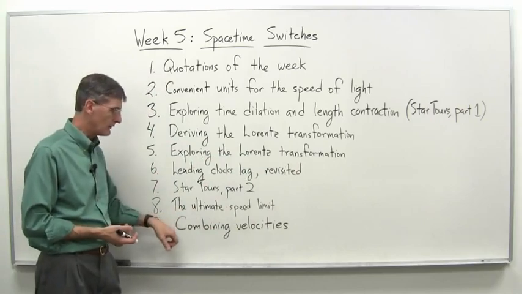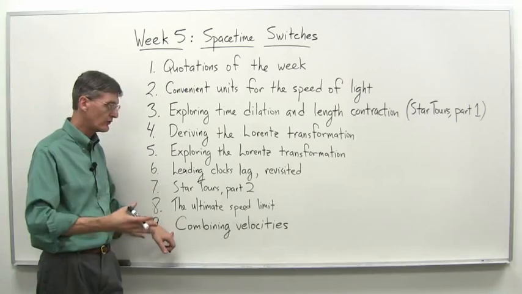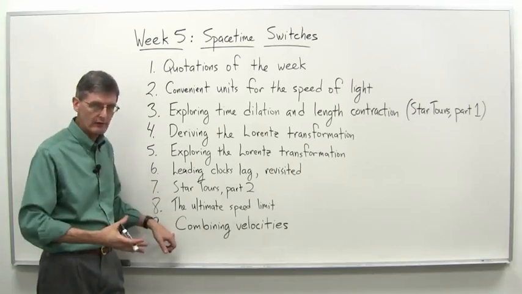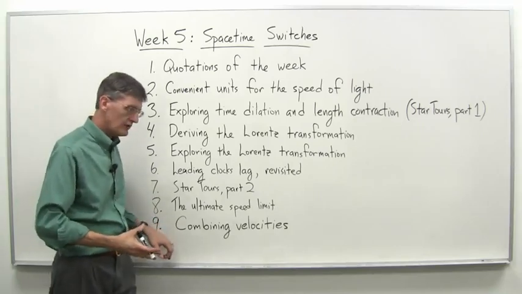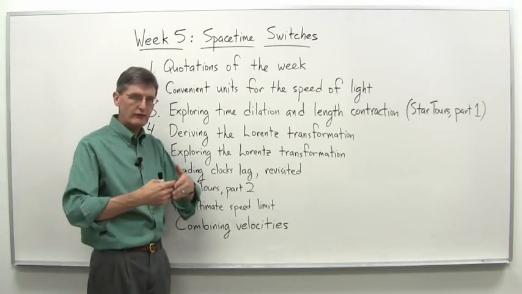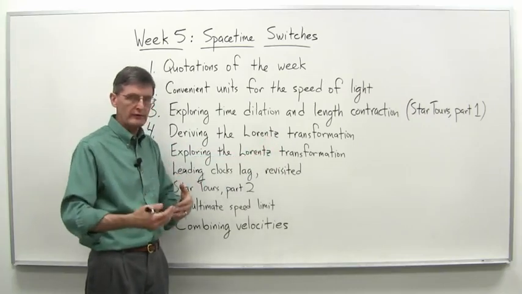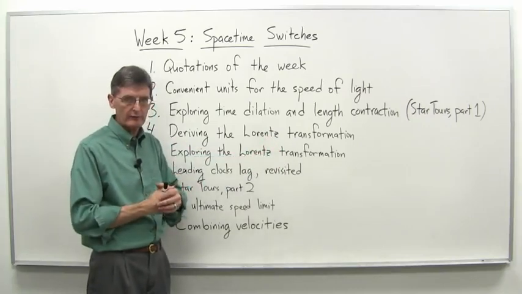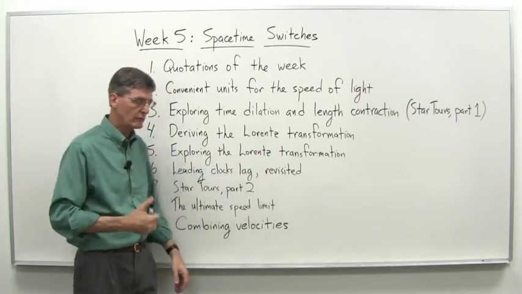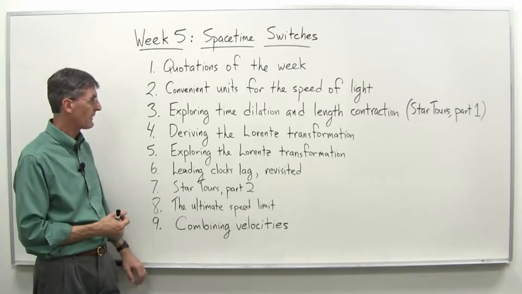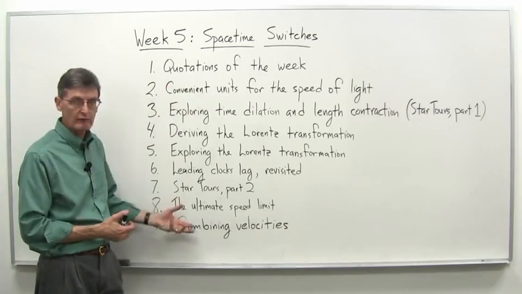And so combining velocities here will show us the new formula for doing that, such that no matter how fast Bob shoots out that space pod or whatever, Alice will never see it go faster than the speed of light. Actually, it will never get up to the speed of light, but it will never exceed the speed of light. Okay, so that's sort of a rundown of where we're heading this week.